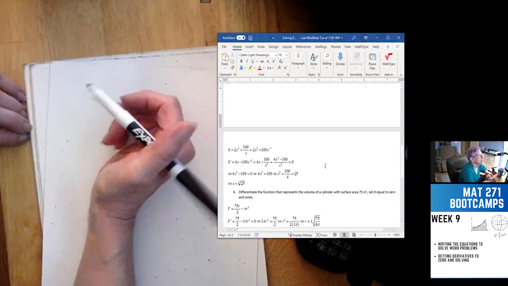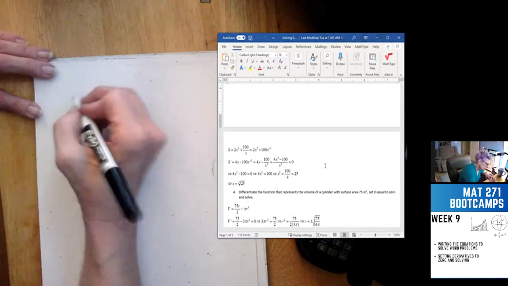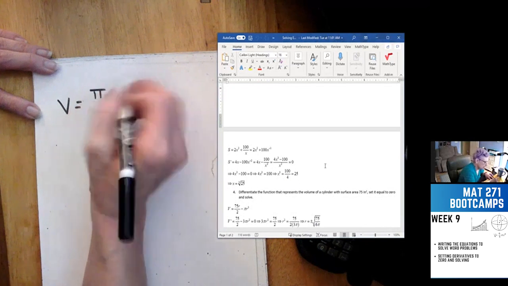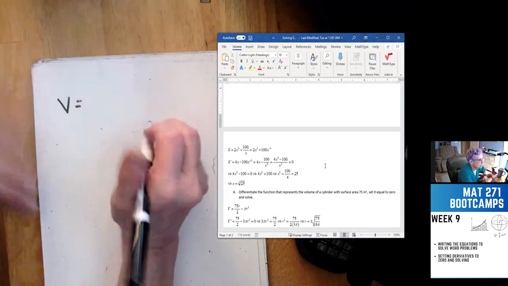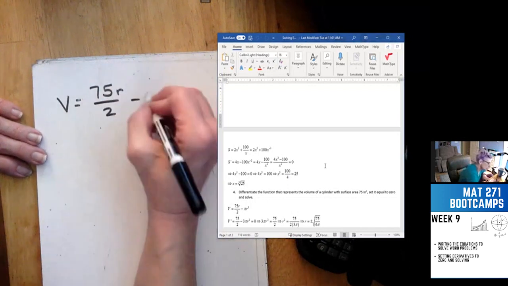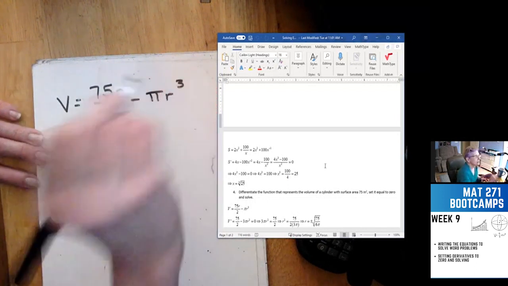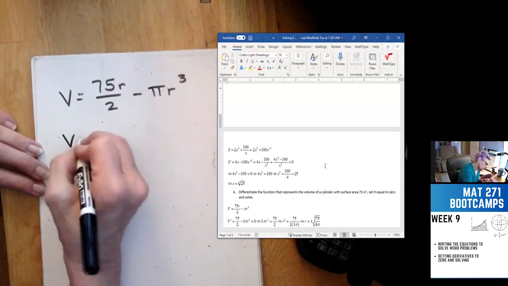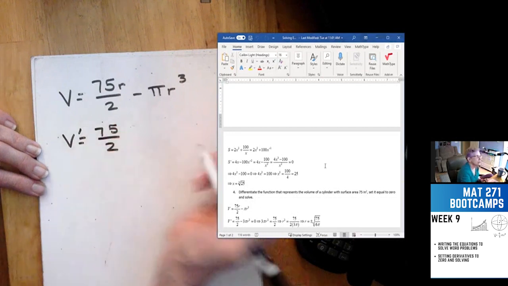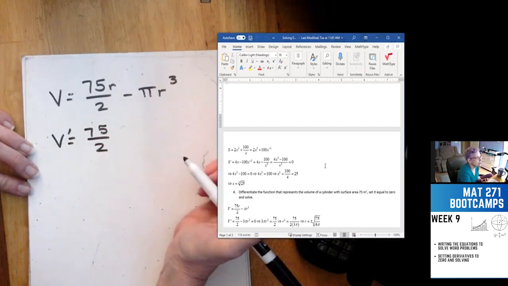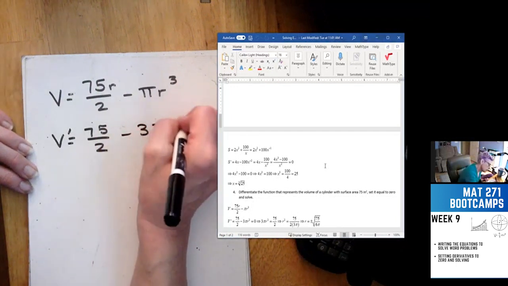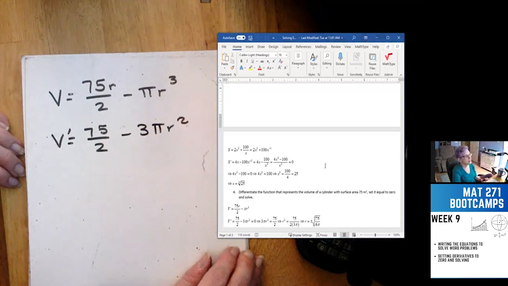And then we'll do the one with the volume of the cylinder. Equals, oops, 75r over 2 minus pi r cubed. So v primed is equal to 75 over 2. Remember, that's just a fraction. You don't have to use the quotient rule on that. Minus 3 pi r squared. And this is the easiest one yet.